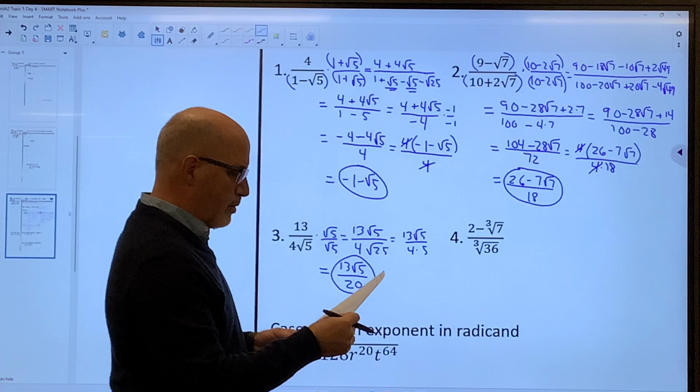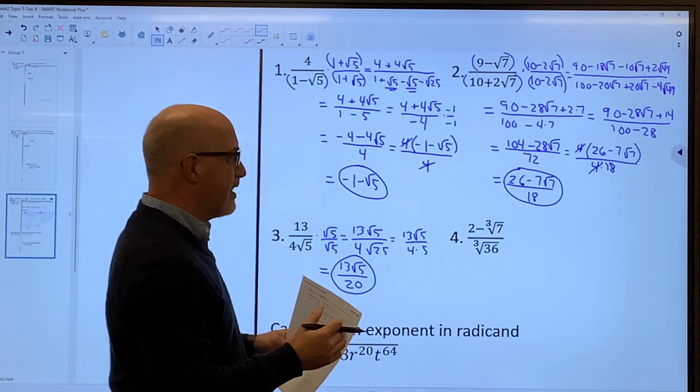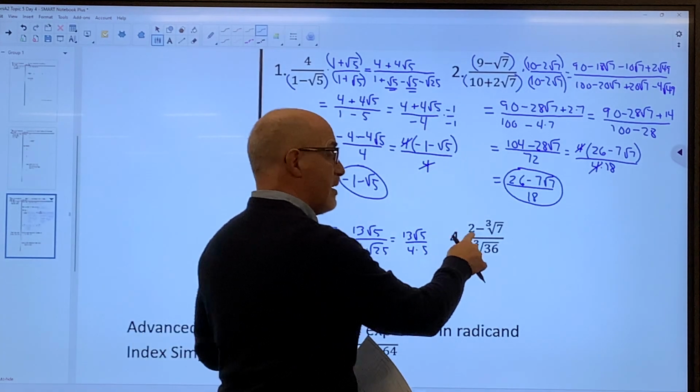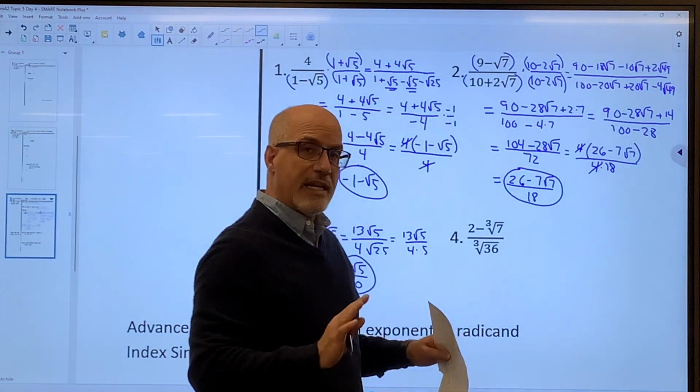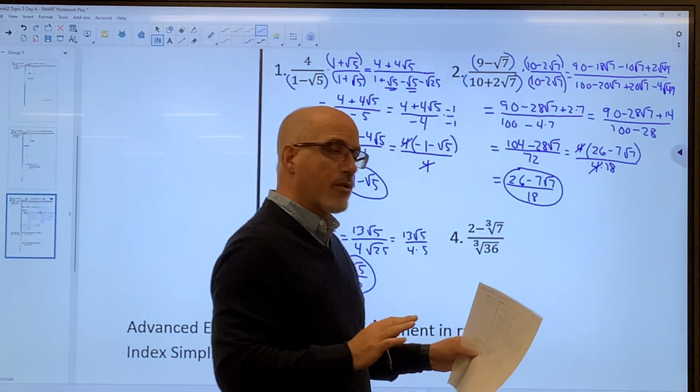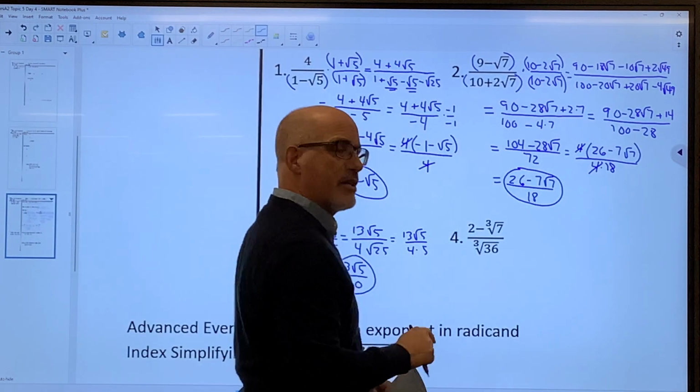All right, now the next one, I'm going to go ahead and simplify this one. Now notice there's a binomial in the numerator. You don't worry about that. You can have radicals in the numerator. It's the denominator I'm concerned about.